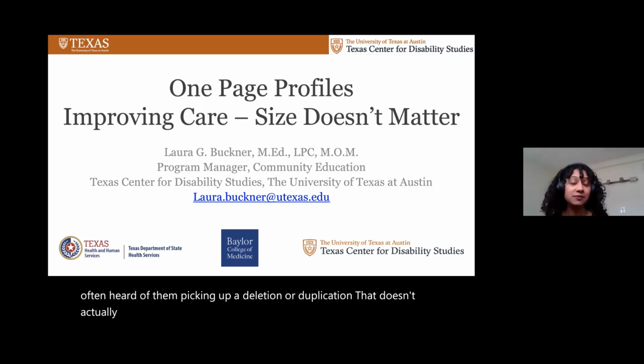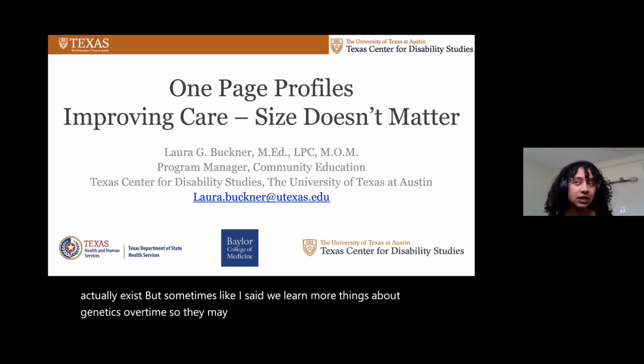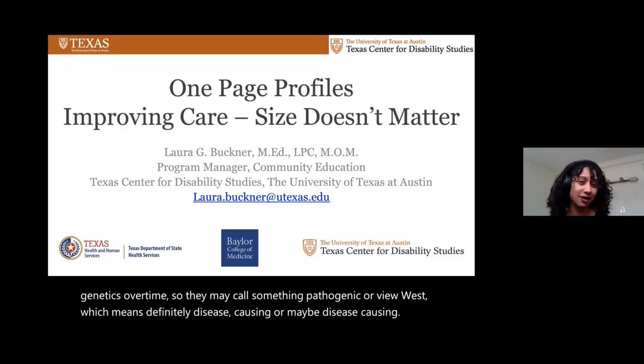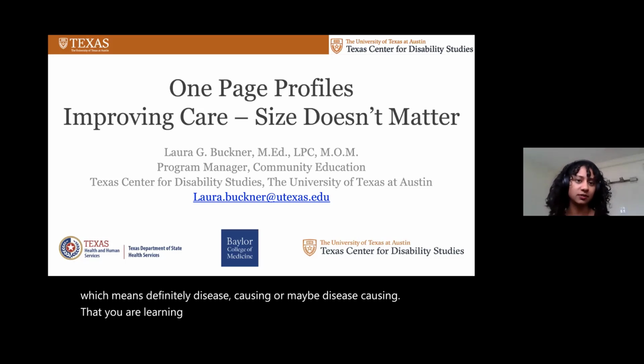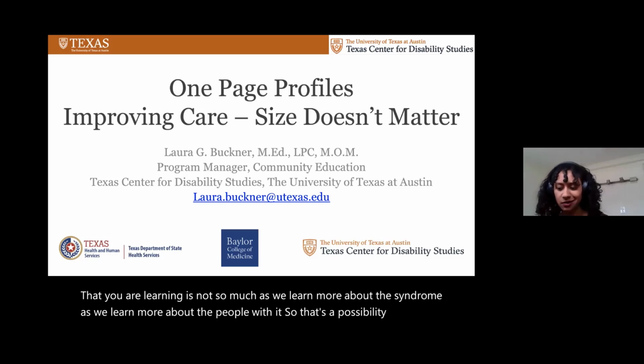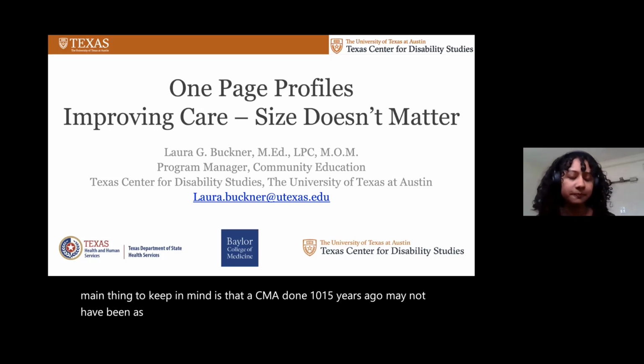But sometimes, like I said, we learn more things about genetics over time. So they may call something pathogenic or VUS, which means definitely disease causing or maybe disease causing, that we later learn is not so much, as we learn more about the syndrome and about the people with it. So that's a possibility. But the main thing to keep in mind is that a CMA done 10 or 15 years ago may not have been as good microscopically as the ones done recently.